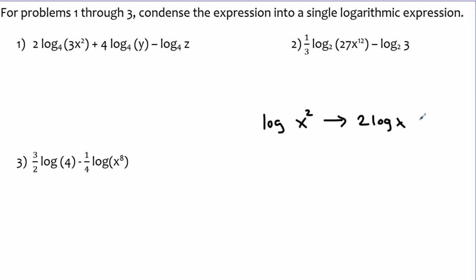And so this is actually reversible, so it's an arrow that goes in both directions, which means if I have a 2 or any number in front of a log, I can move that back inside. I can make it x squared if it's out front, or I could take the squared and move it up front.